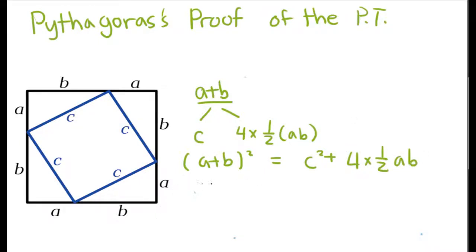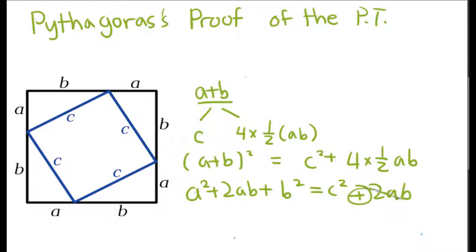If we spread this out and distribute it, it would be a squared plus 2ab plus b squared equals c squared plus 2ab. And because these are the same factors on each side with the same positive here, you delete those and you would end up with a squared plus b squared equals c squared. Amazing. Smart guy, Pythagoras. So we're gonna get on to some exercises of this, probably one exercise.